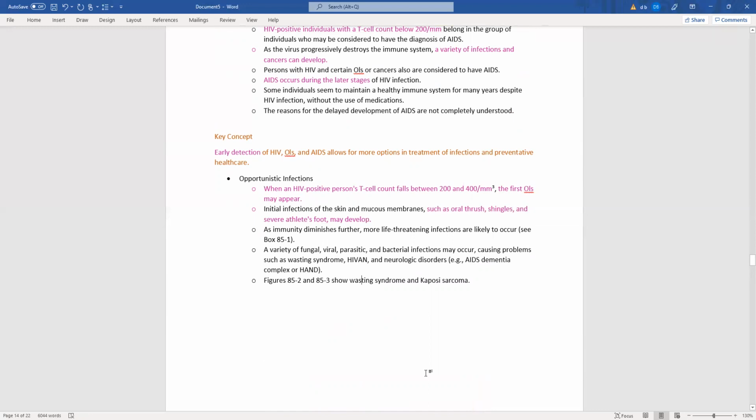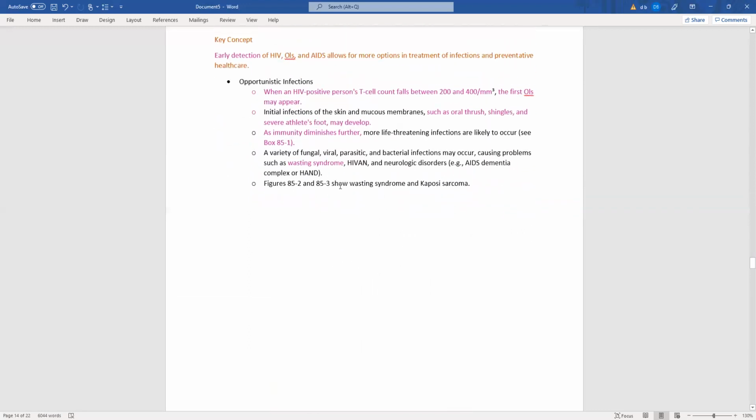So as immunity diminishes further, more life-threatening infections are likely to occur. A variety of fungal, viral, parasitic, and bacterial infections may occur, causing problems such as wasting syndrome, HIVAN, and neurologic disorders, which is AIDS dementia complex, HAND. I just said this again.